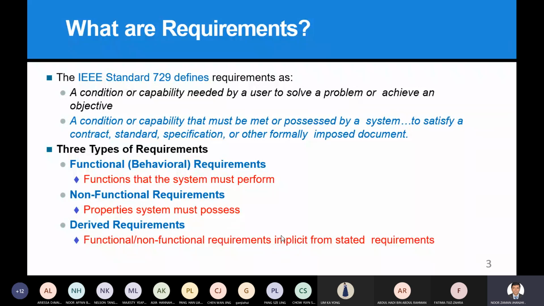this is not working. Your software is not working. We are not going to own it. We are not going to pay you. So that's what we mean. That's what the IEEE document is saying: a condition or a capability that must be met or possessed by a system.